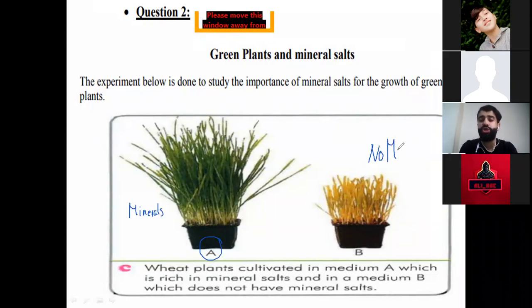So if I ask you, Jude, what is the variable factor in this experiment? Mineral salts. Very good. Excellent, Ya Jude. The variable factor is the mineral salts.